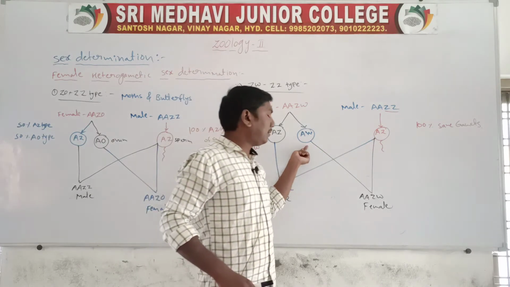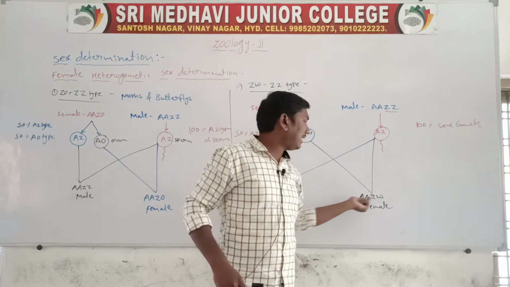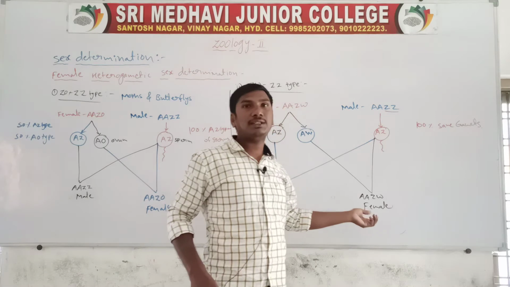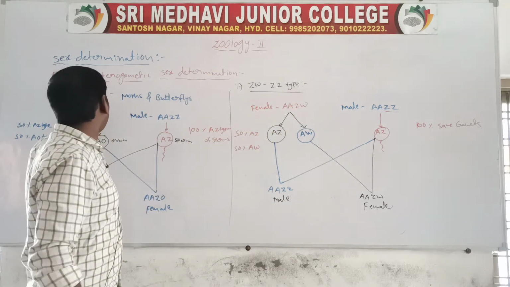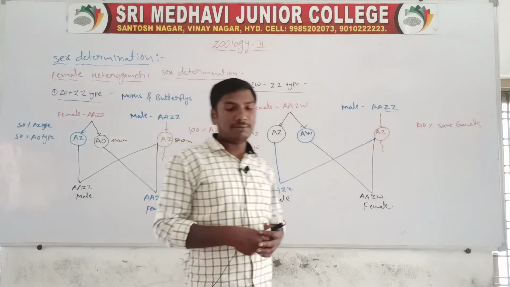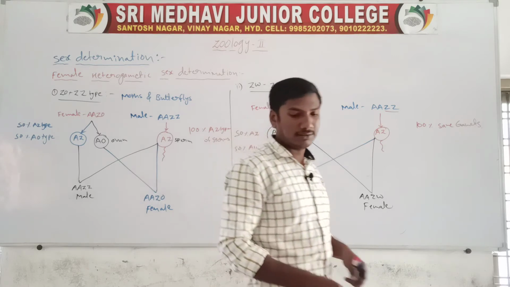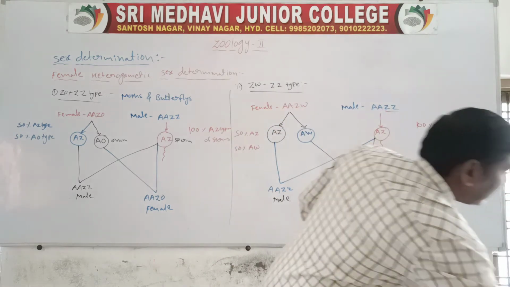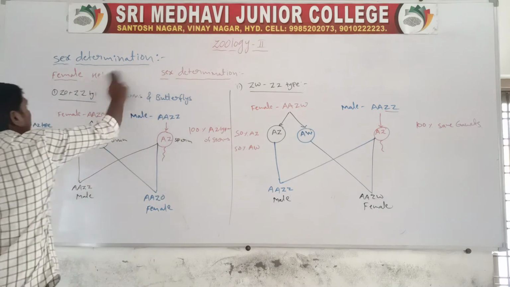When the AW type of ovum fuses with the AZ type of sperm, it gives AAZW. So that is the female child. So these are the ZO and ZW types. This is female heterogametic sex determination. Next one, sex determination in human beings.